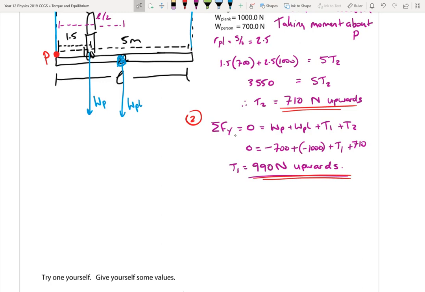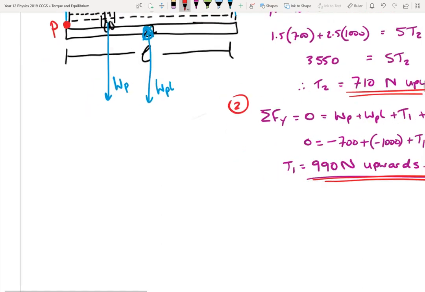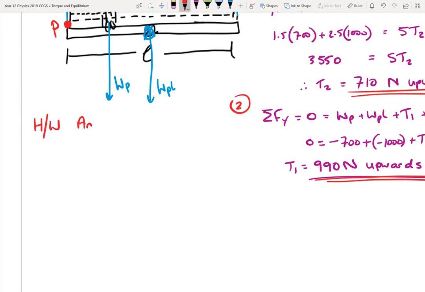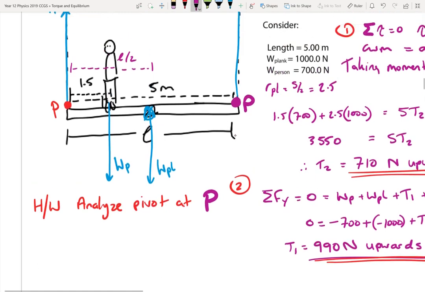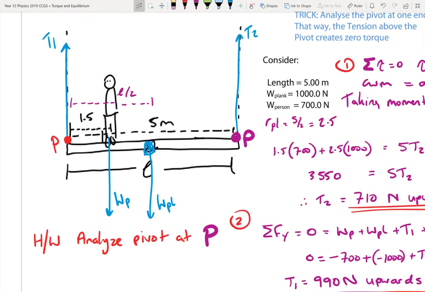Now, your homework, or perhaps if we get 10 or 15 minutes at the end, I'd like you to analyze the pivot at, let's go a lovely purple, P. I just chose the left side. Half of the class could have analysed the moments about the right side. What you would need to do is just be careful. Things change. The person is now 3.5 metres away. And you would do exactly the same method.